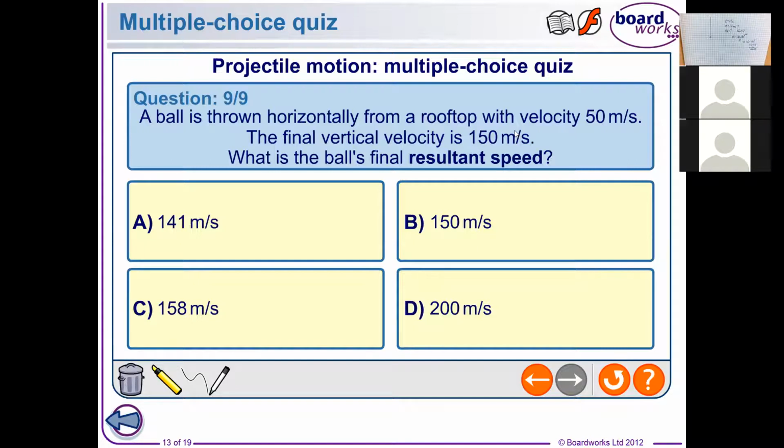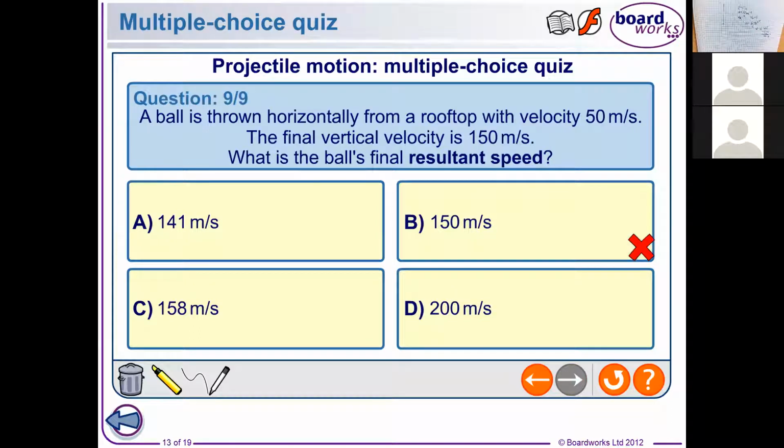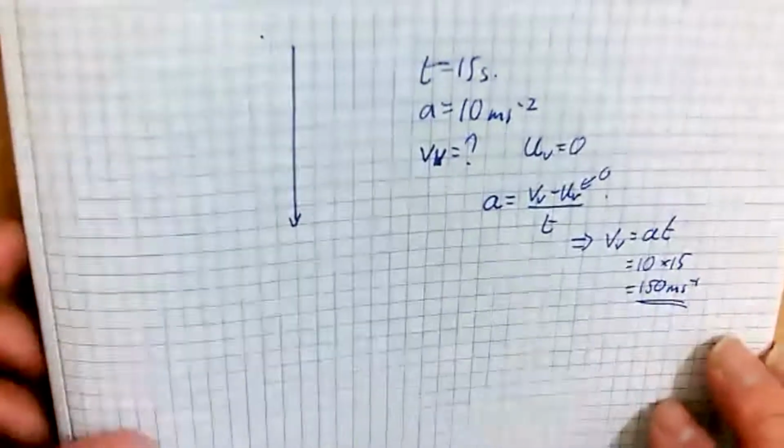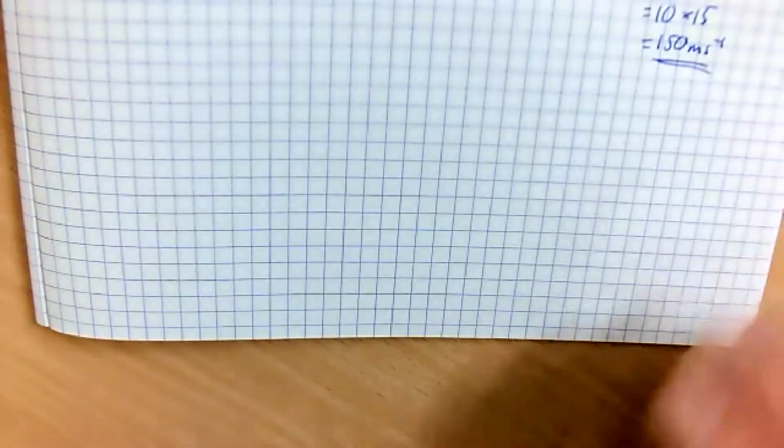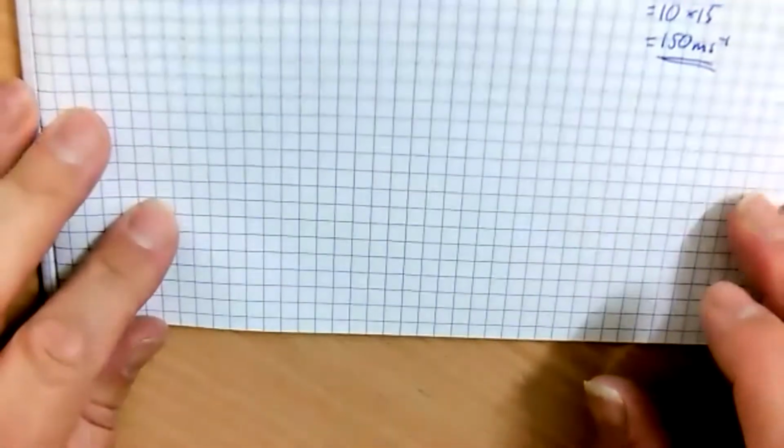Is it B? It's not B because that's the vertical velocity. We want to work out the two components, and we need to add those two components together. So this is like a Pythagoras, isn't it? Yeah, Pythagoras.